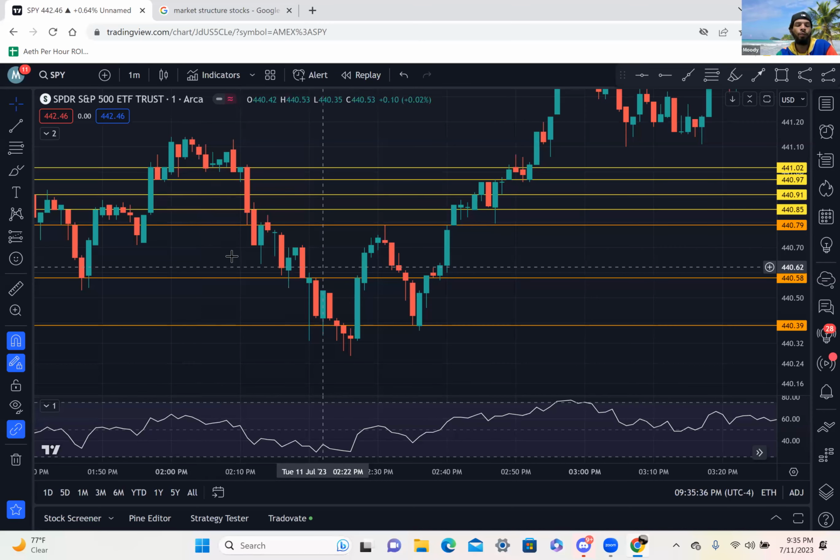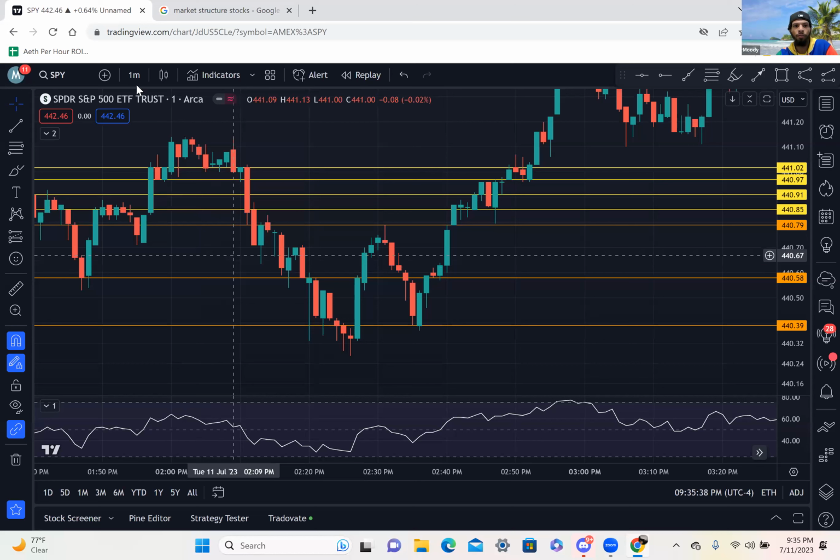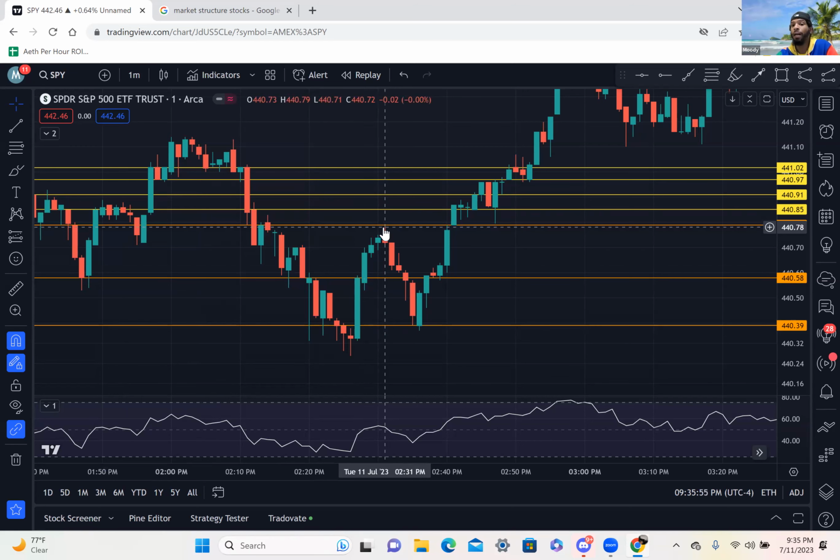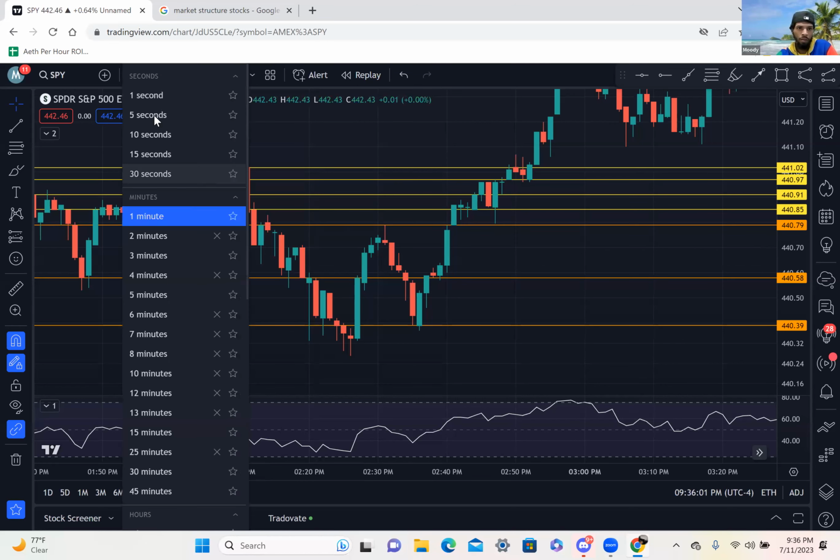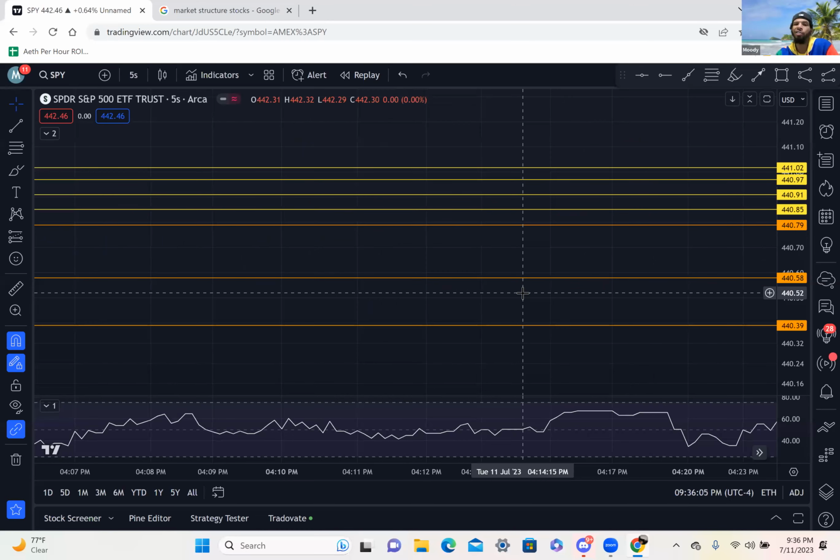Gotcha. So, this is one thing I wanted to show you. You don't have to focus too much on these lines. I'm going to switch the time frames, so everything's going to look completely different. When I switch to a smaller time frame, you can look at the orange lines as supply and demand, and you can look at your yellow lines as support and resistance. I'm going to take it over to a 5-second chart, just because I started on the 1 minute.